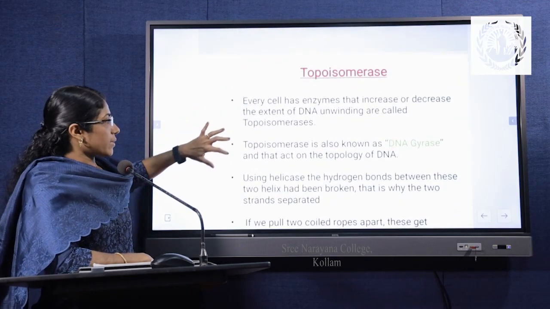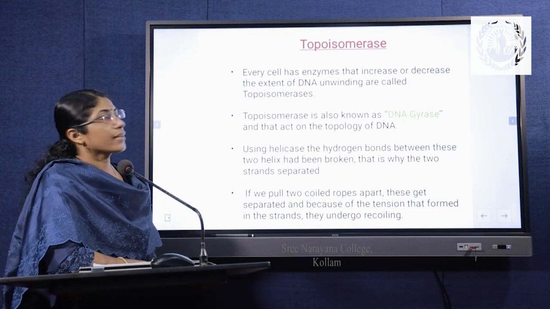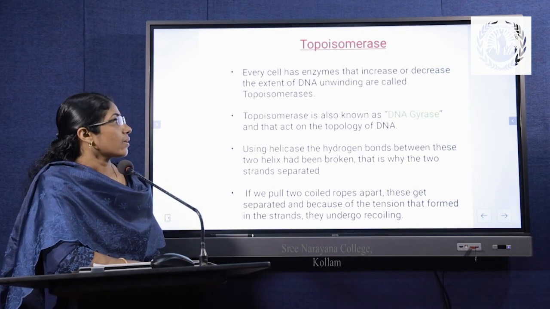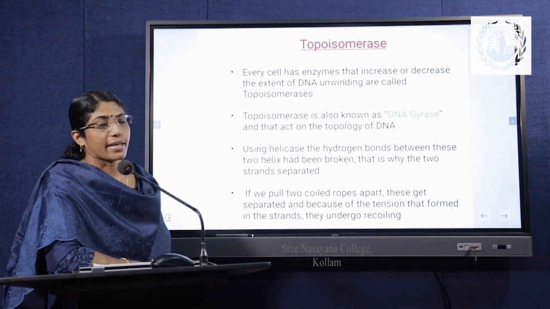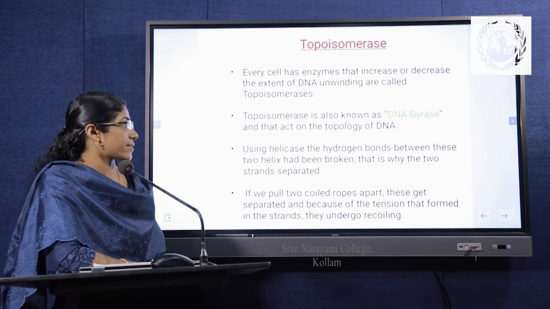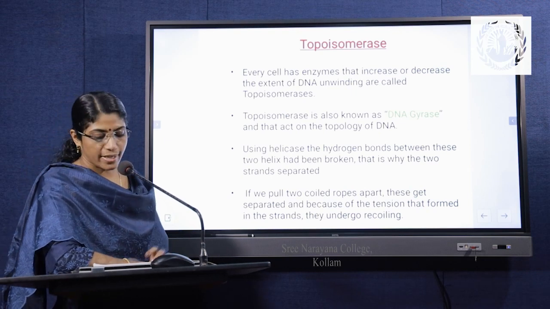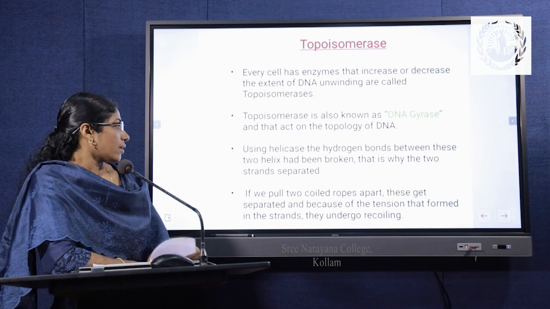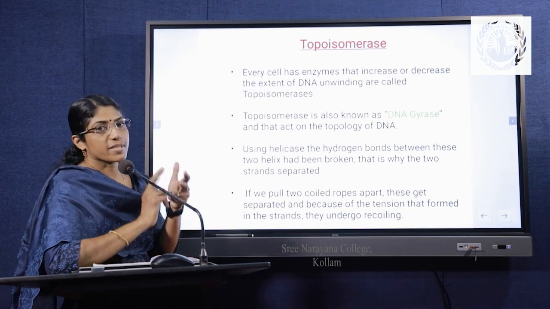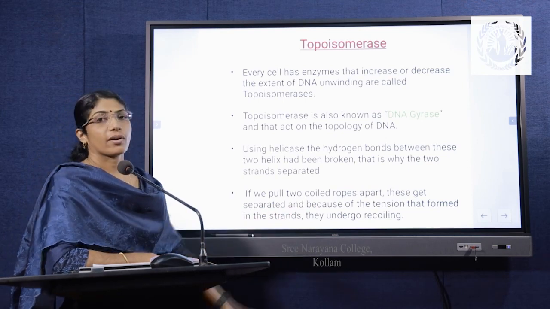Then we come to the second enzyme, that is topoisomerase. Every cell has enzymes that increase or decrease the extent of DNA unwinding. They are called topoisomerases. Topoisomerase is also known as DNA gyrase, and it acts on the topology of the DNA. Using helicase, the hydrogen bonds between these two helices have been broken, so the two strands are separated. If we compare it with a rope, suppose we pull these coiled ropes apart, they get separated, and because of the tension formed in the strands, they undergo recoiling.